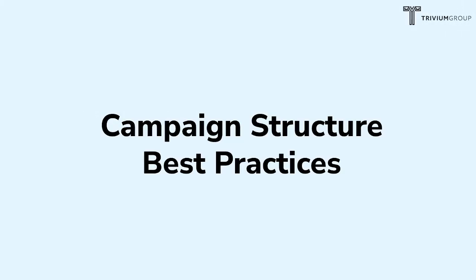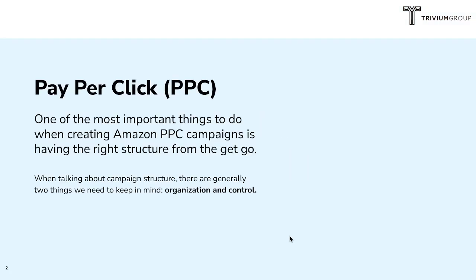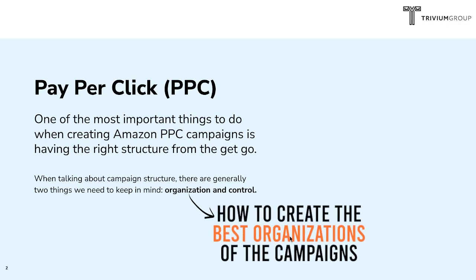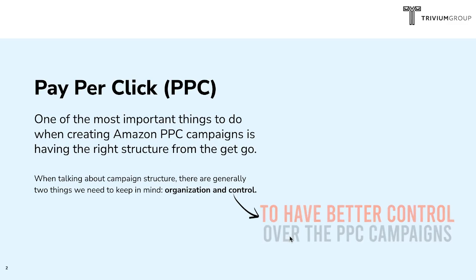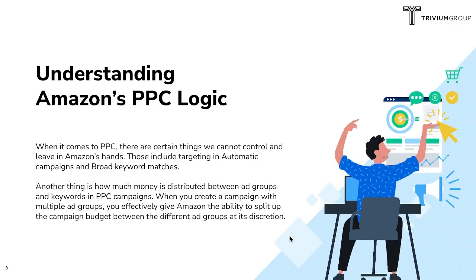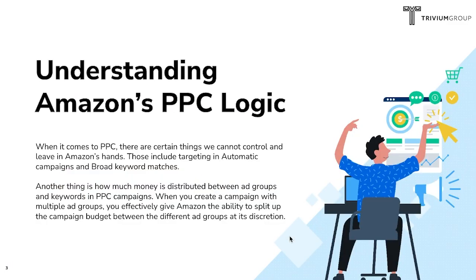All right, got some content for you guys today based on a training that I recently did. So we're just gonna go ahead and dive in. Now, the first thing, again, you wanna understand is the basics of PPC. And when we're talking about building out best practices for PPC campaigns, we're really only talking about two different things. How can we create the best organization of those campaigns so that we can have better control over the PPC campaigns? So it helps to understand Amazon's PPC logic when I say that.